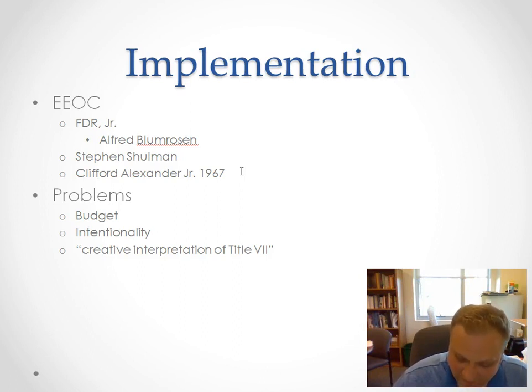And what he wanted was a creative interpretation of Title VII, so that the EEOC would have creative latitude in order to operate. And during FDR Jr.'s chairmanship, he was able to sort of freelance doing that sort of thing. Though FDR Jr. left and was replaced by Stephen Schulman, who also was a short-termer. And Clifford Alexander Jr. was appointed as chair in 1967.